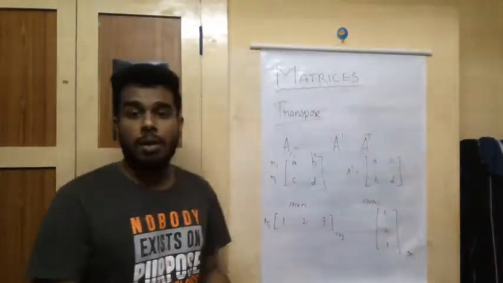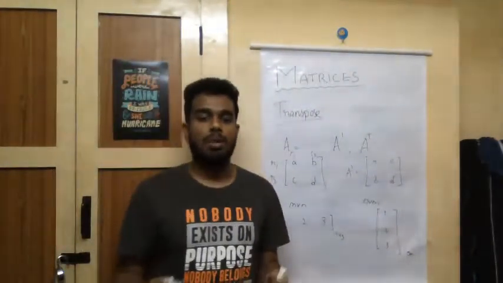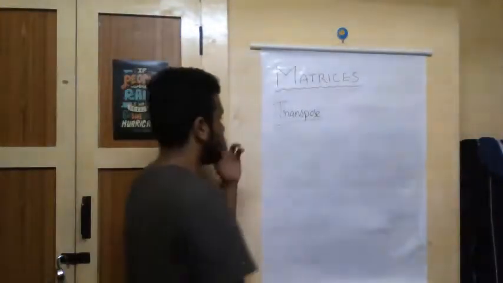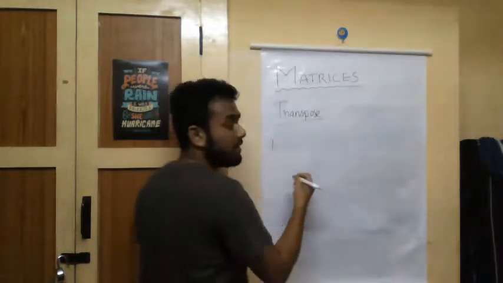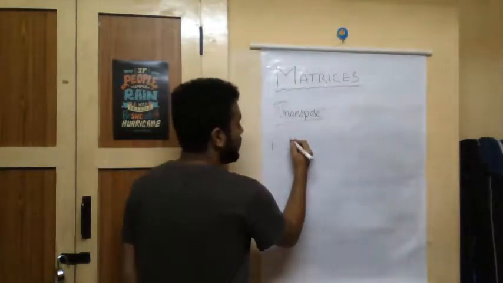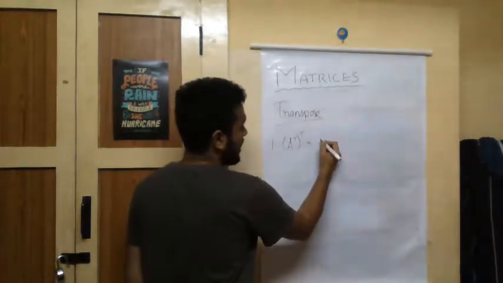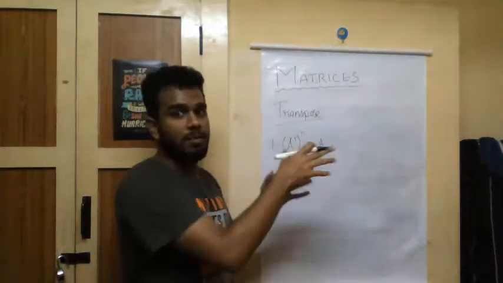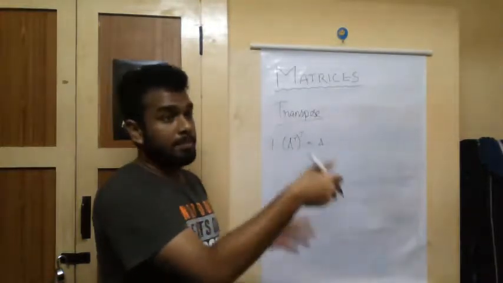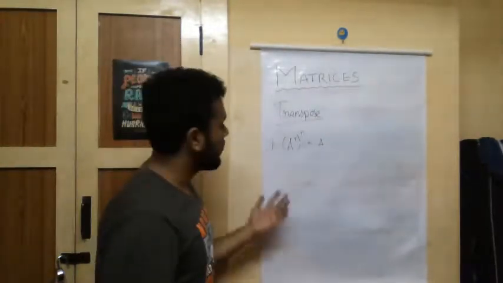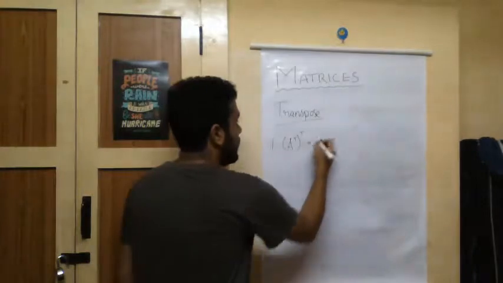Okay. So let's talk about the properties that the transpose of a matrix possesses. The first one is the transpose of the transpose. A transpose whole transpose is nothing but A, because we're reversing it twice, right? We're converting the rows to columns and then back to rows again. So A transpose whole transpose is A.